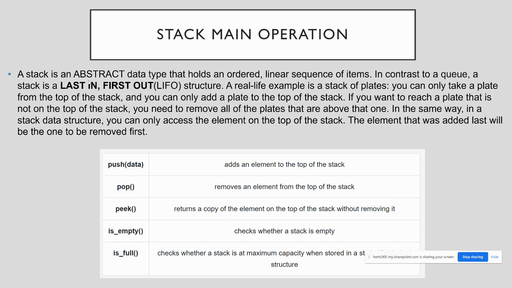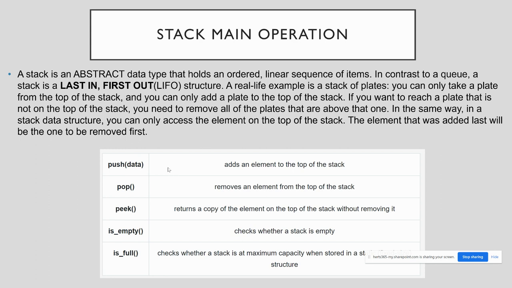Just briefly, I'm going to go over abstraction. A real life example is a stack of plates. Let's say we have a stack of plates in the kitchen, let's say 10 plates. You can only take a plate from the top of the stack, and you can only add a plate to the top of the stack. If you want to reach for the plates at the bottom, you have to keep removing the ones at the top, and those are the last ones you put in. And that's basically a stack.